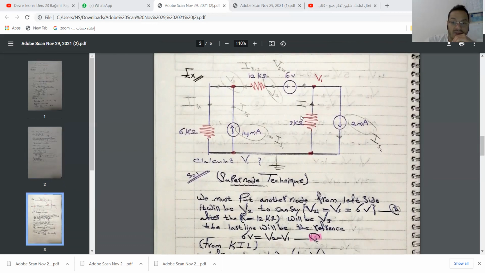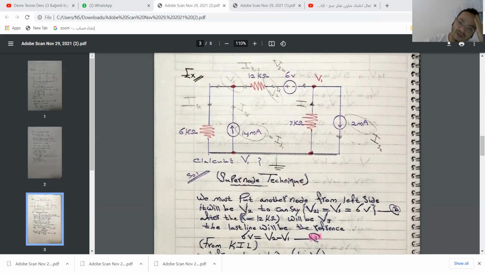Here, with a circuit like that, we must use the supernode technique to solve the unknown values. Here, VS is an independent voltage source, and there are independent current sources. We must put another node from the left side, from here. Why? Because when I put another node number here, I can benefit from the VS value, because V2 minus V1 equals VS equals 6 volts. This will be an important equation for us.